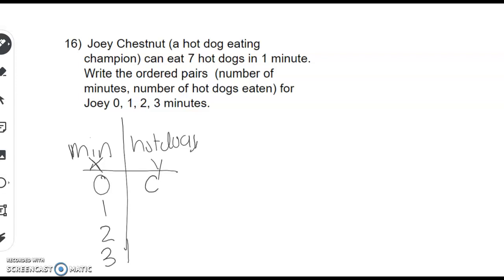In 0 minutes, well, he can eat 0 hot dogs because it's 0 minutes. In 1 minute, he would eat 7 hot dogs. In 2 minutes, that would go up to 14. And in 3 minutes, that would go to 21.